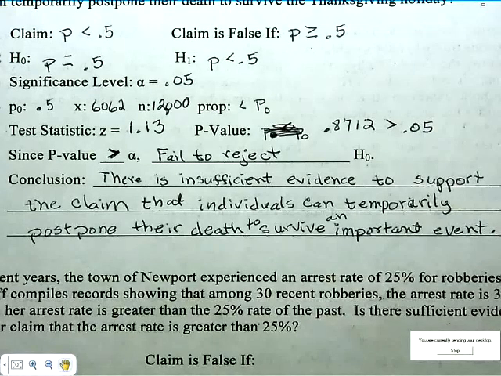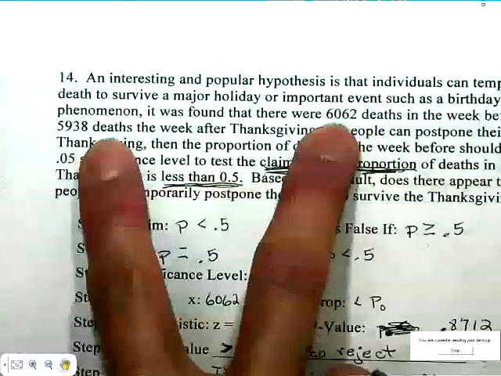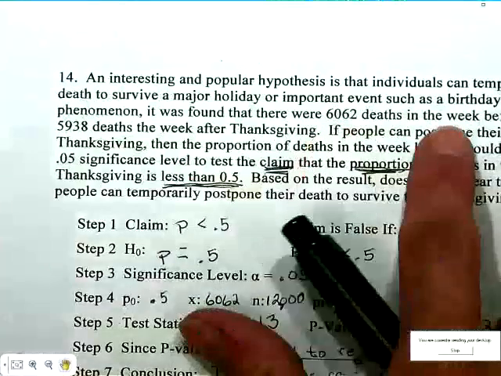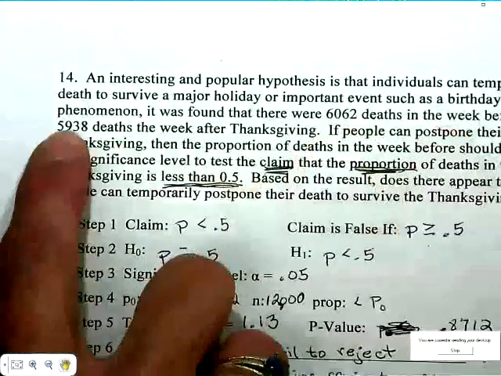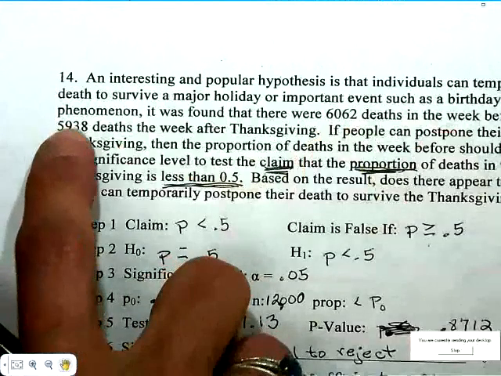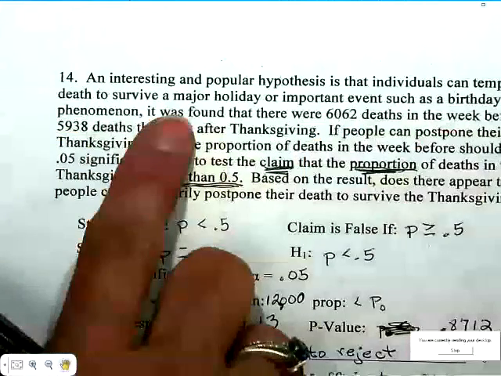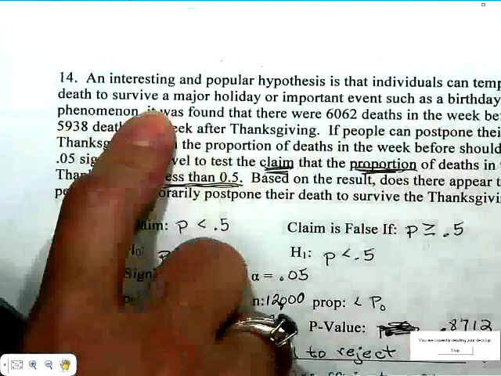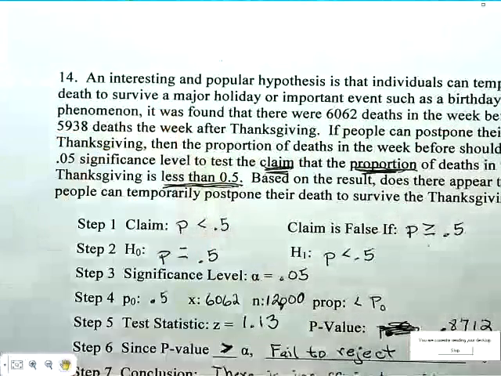All right. One interesting thing about this problem, it's kind of funny, these numbers, there were more deaths the week before Thanksgiving than there were the week after Thanksgiving. What does that mean? About your family gathering. You got it, didn't you? That means I don't want to go again.